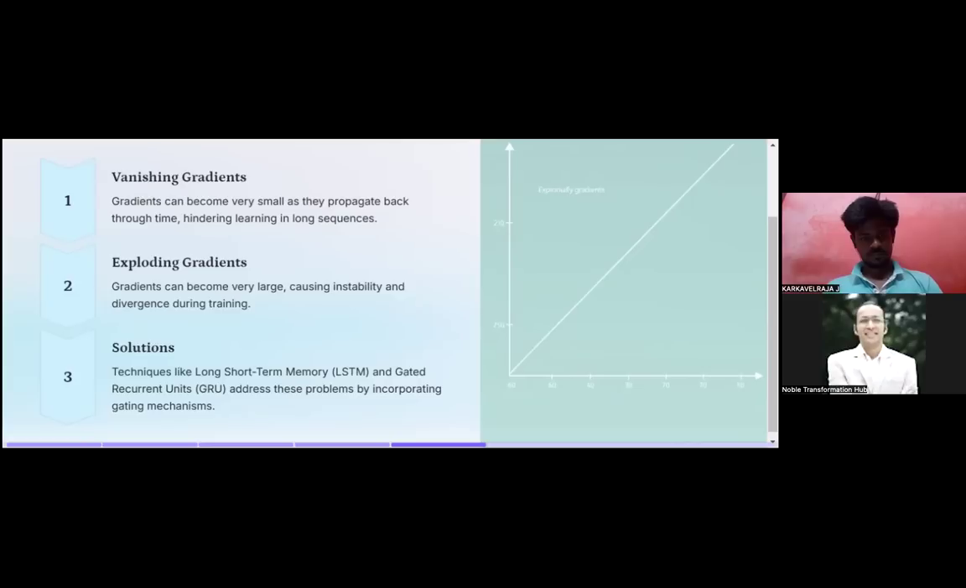Then we have exploding gradients. Gradients can become very large. Exploding means something that was small and became big. This causes instability and errors during training. That is what exploding gradient is. The solution is techniques like long short-term memory, LSTM, and gated recurrent unit, GRU, which address these problems by incorporating a gating mechanism. So these are the three elements.